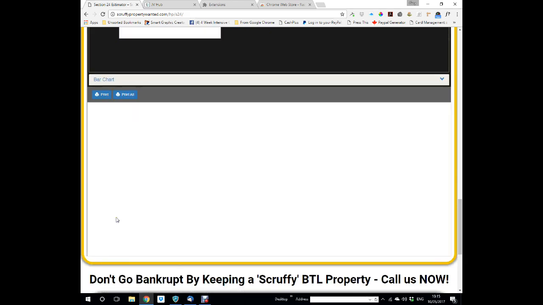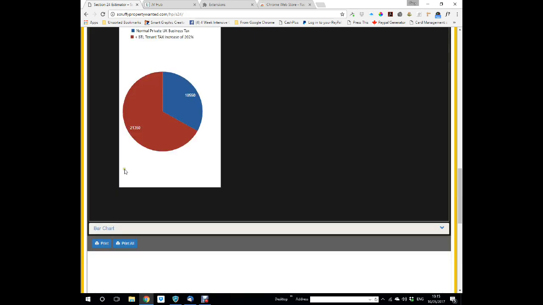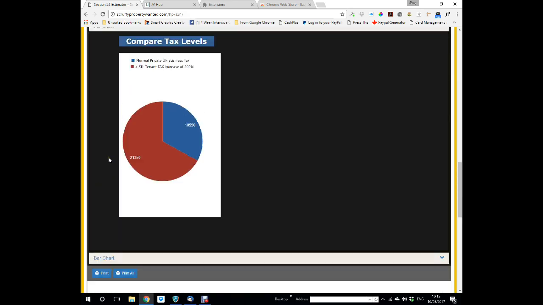Now once you've done this, you can click on this here and it will give you, fingers crossed, a bar chart, or bar chart, some people say.